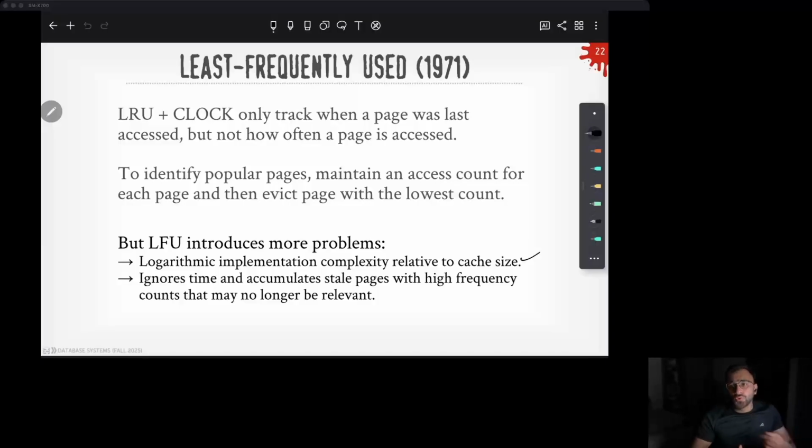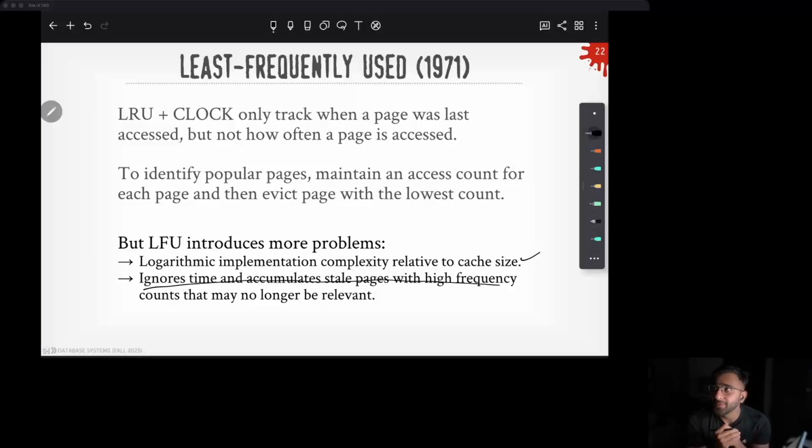So you might want to use a priority queue for this, but that still entails a log n time. So that still has logarithmic complexity, so not very cheap. And what happens is that least frequently used just totally ignores time. So the very second point that is written there is it ignores time and accumulates stale pages with high frequency count.